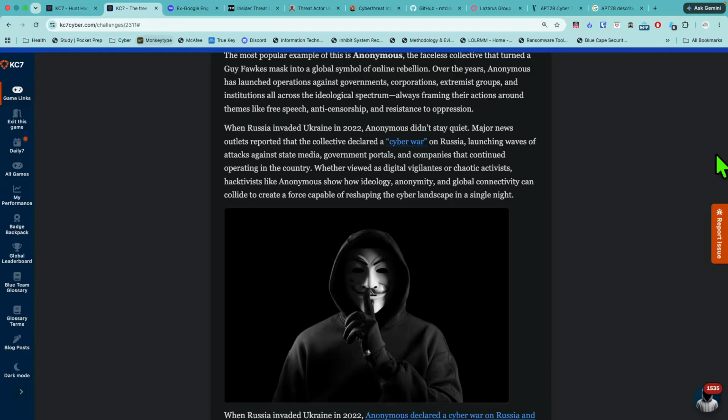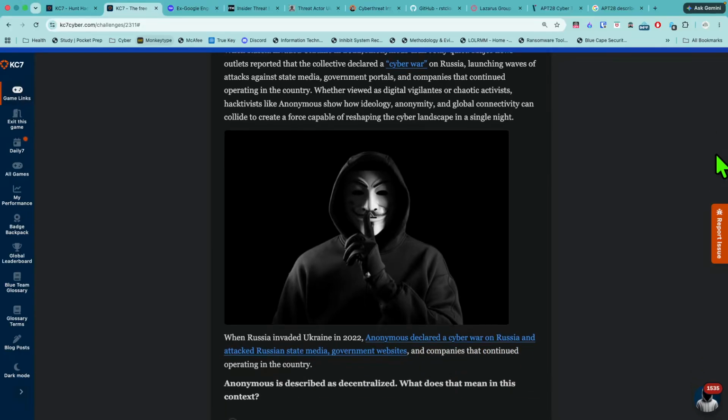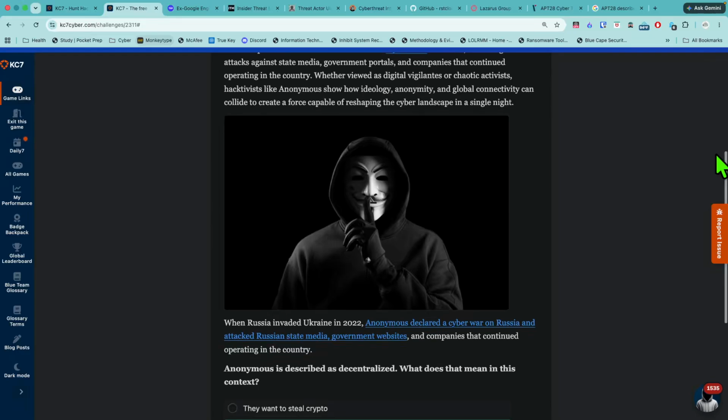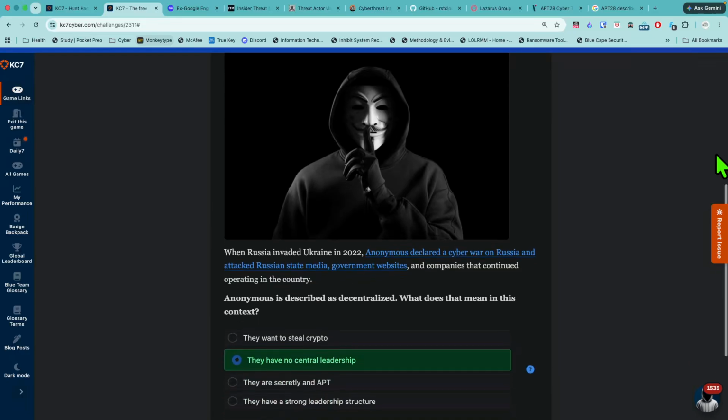Over the years, Anonymous has launched operations against governments, corporations, extremist groups, and institutions all across the ideological spectrum, always framing their actions around themes like free speech, anti-censorship, and resistance to oppression. When Russia invaded Ukraine in 2022, Anonymous didn't stay quiet. Major news outlets reported that the collective declared a cyber war on Russia, launching waves of attacks against state media, government portals, and companies that continued operating in the country. Whether viewed as digital vigilance or chaotic activists, hacktivists like Anonymous show how ideology, anonymity, and global connectivity can collide to create a force capable of reshaping the cyber landscape in a single night.